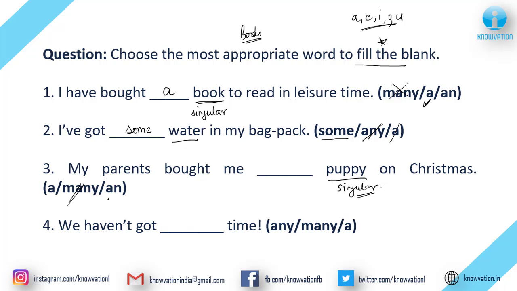An is rejected because it's not starting with a vowel sound. And A is the correct answer. Next, we haven't got dash time. So friend, here the correct answer is any.